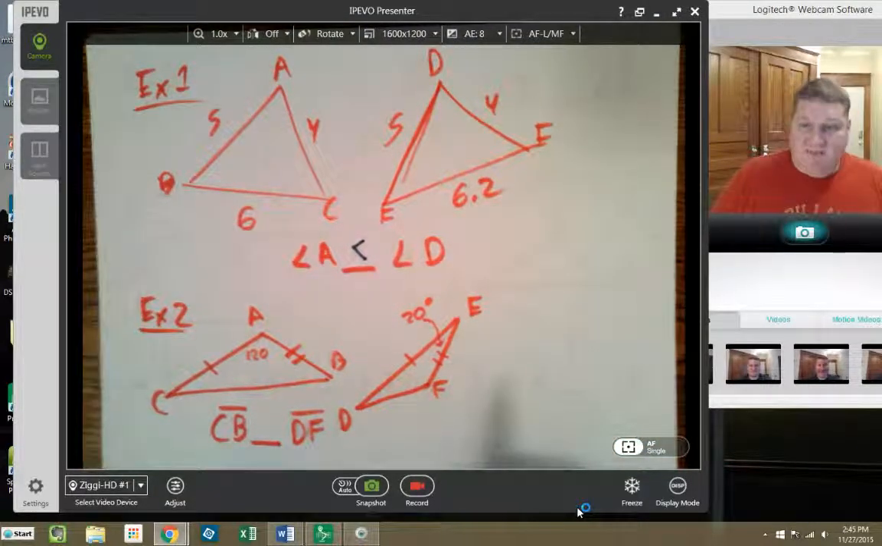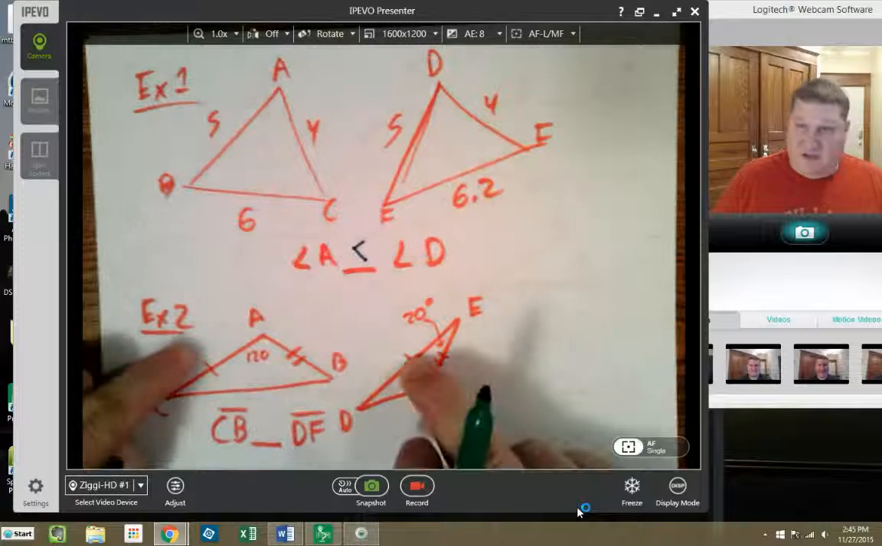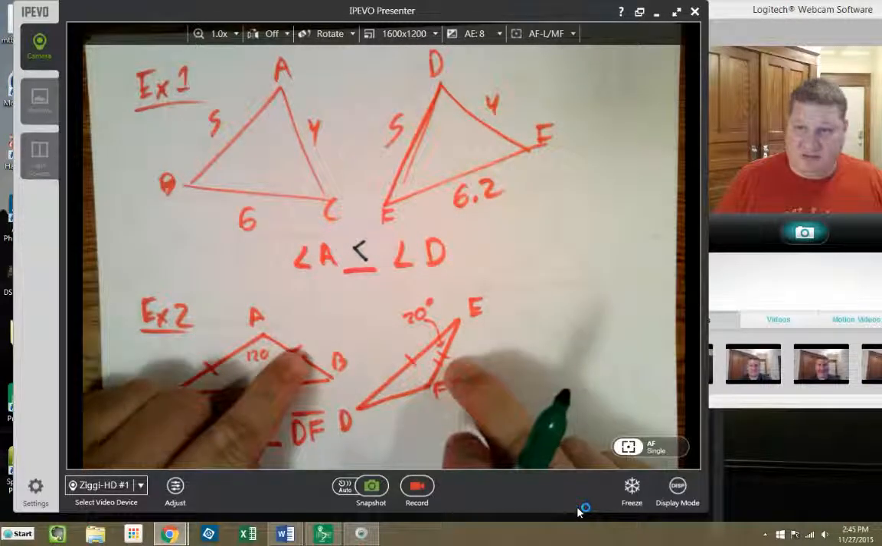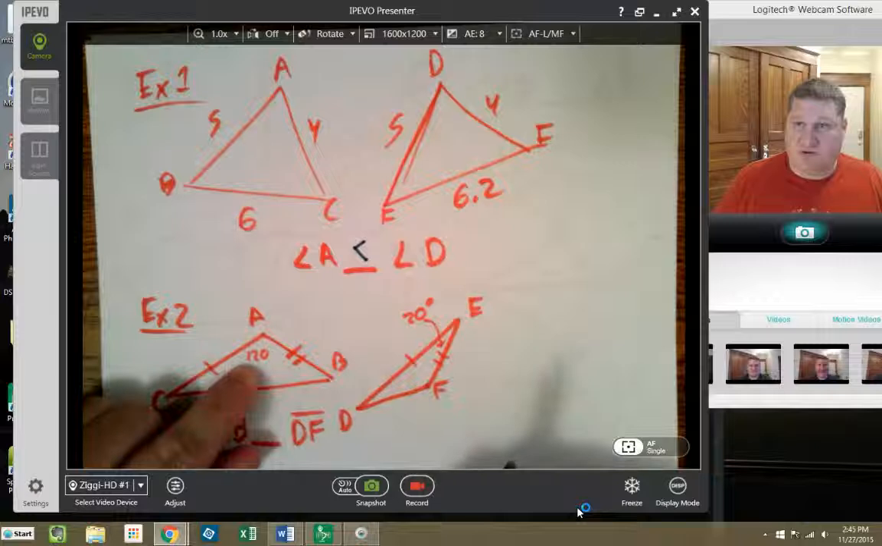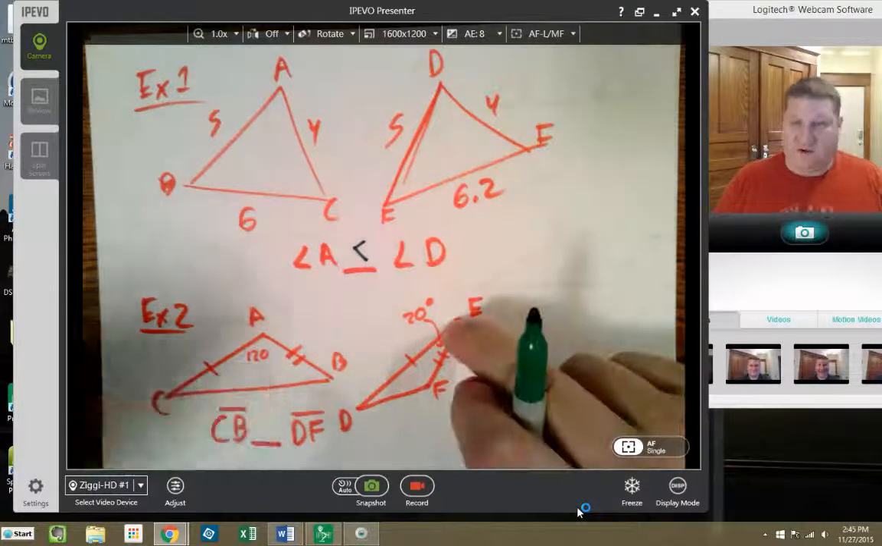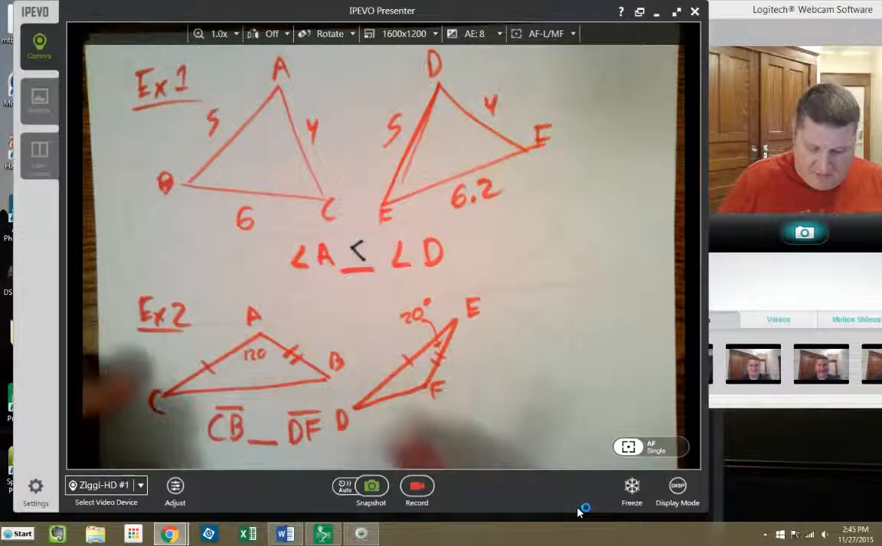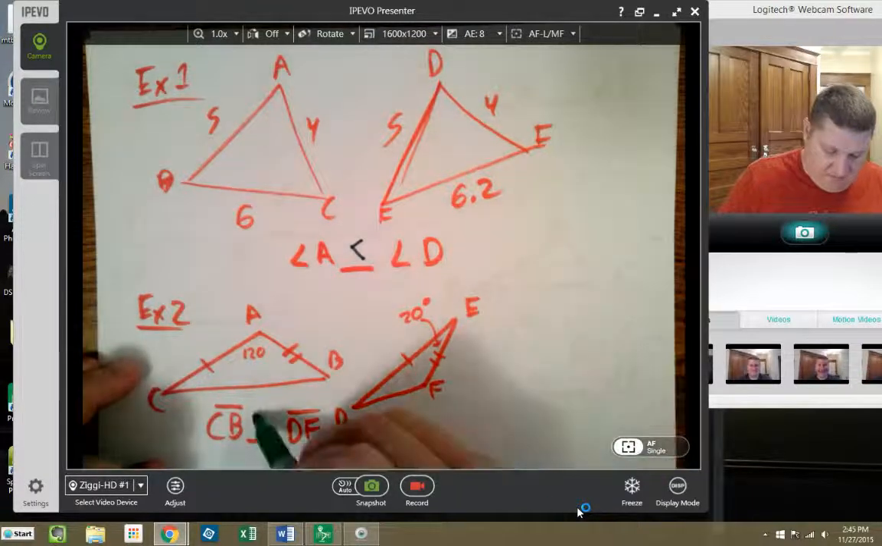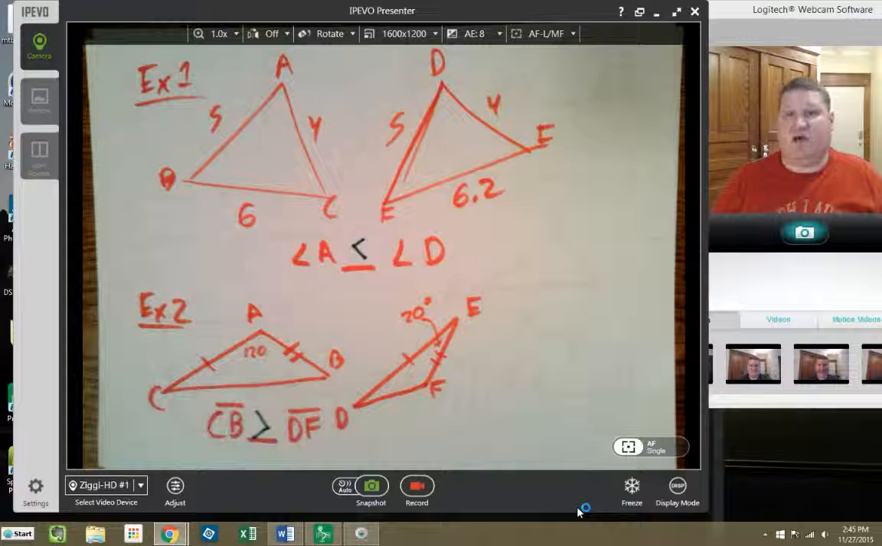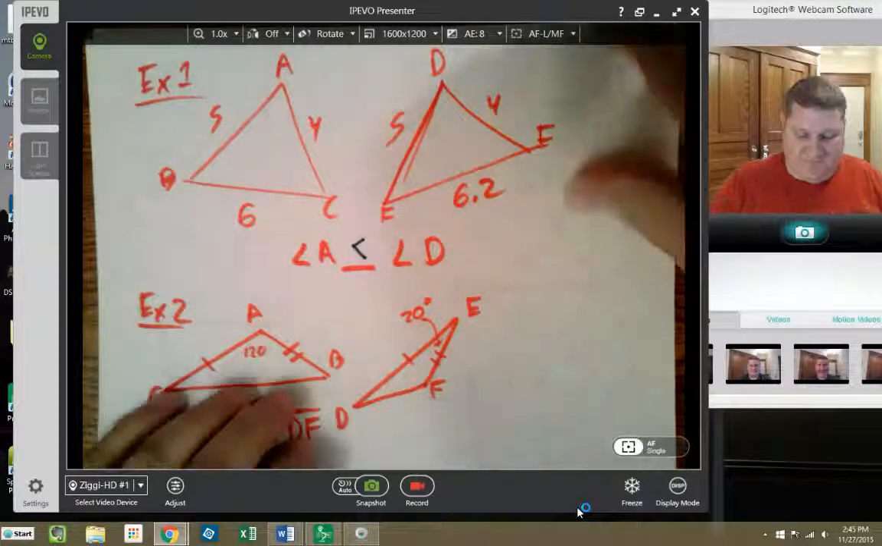Now we can work it in reverse as well. I have this side congruent to this side, and this side congruent to this side, but you can clearly see that this at 120 degrees is way bigger than this at 20 degrees. And so what's got to be true about CB compared to DF? The answer is that CB is going to be way greater than DF.